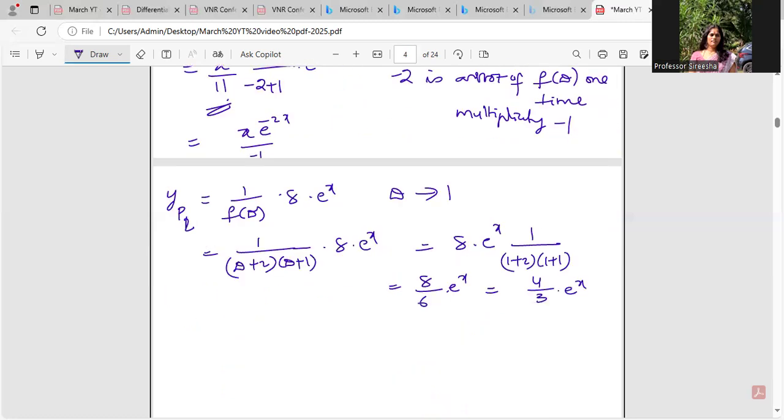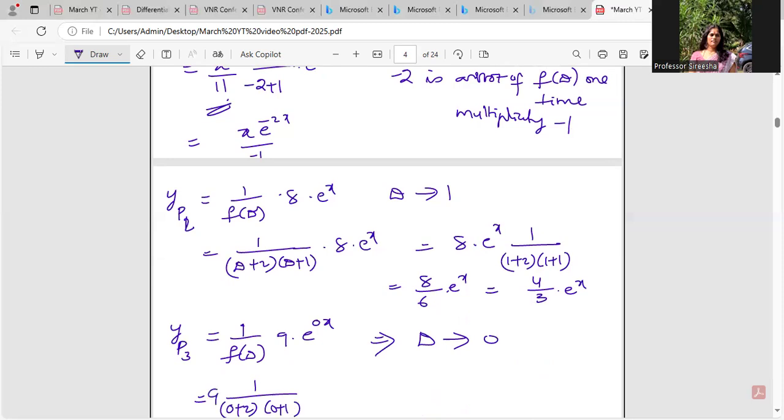Now, let me finally handle yp3, which is nothing but 1 by f of d into 9. I'm rewriting 9 as 9 e power 0x. So I'll be replacing what? d by 0. Again, write it as factors: 0 plus 2 into 0 plus 1. 9 can be taken out. Once I finish applying, I am done. 9 by 2 into 1 is 2. e power 0x is again 1. So 9 by 2 is the answer.